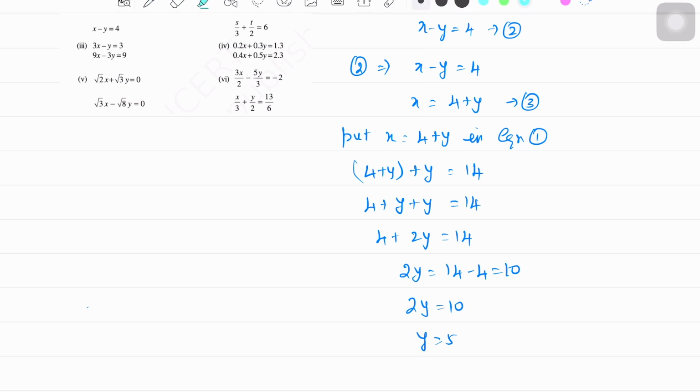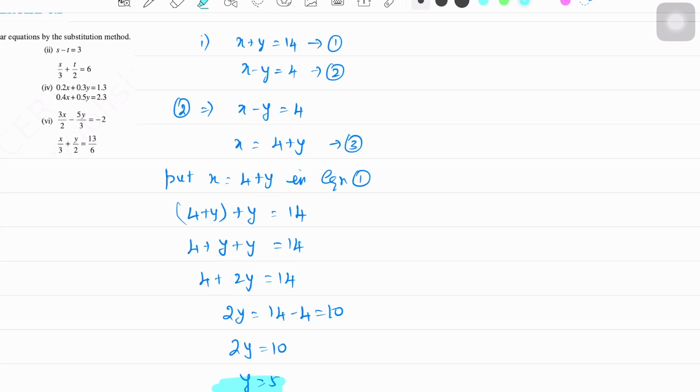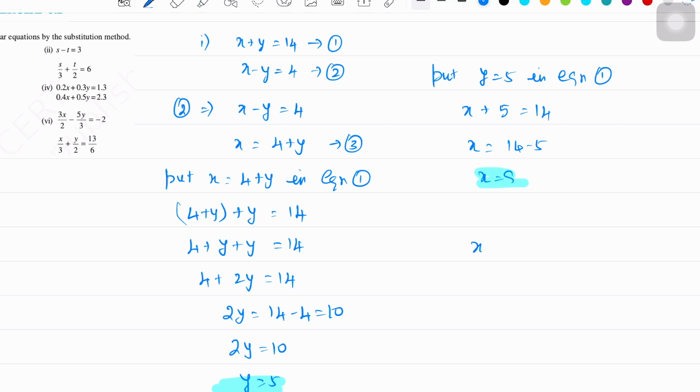This is the first value which we have found out, y equals 5. We can substitute this y equals 5 in one of the equations and we can get the value for x. So put y equals 5 in equation 1. So that will be x plus 5 equals 14. Therefore x equals 14 minus 5, or x equals 9 is the answer. So what are the two values? x equals 9 and y equals 5.